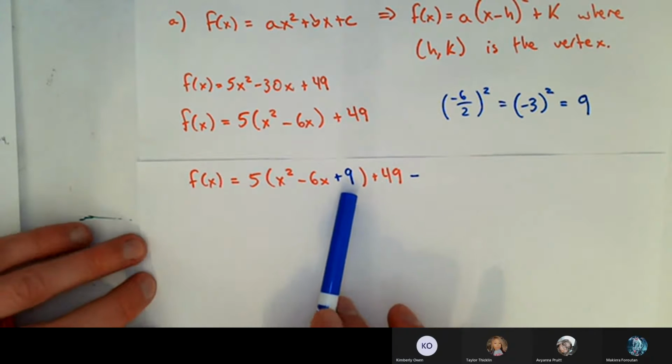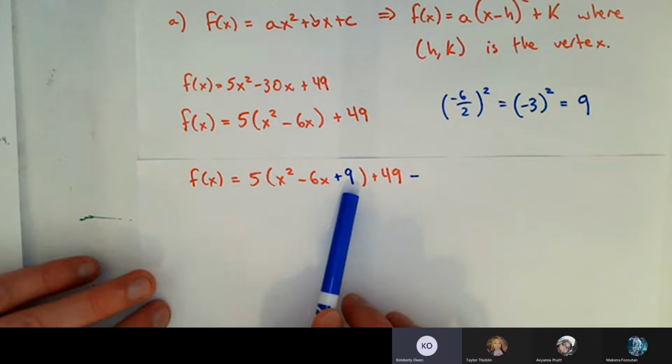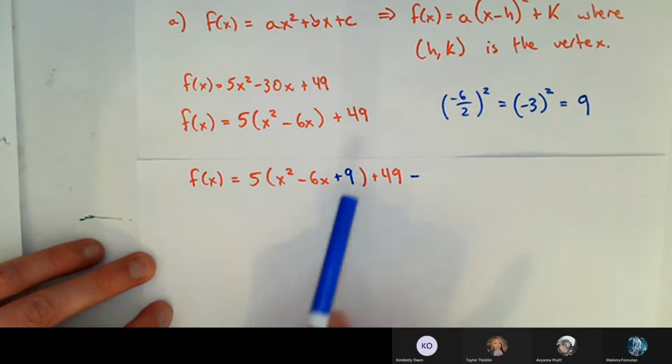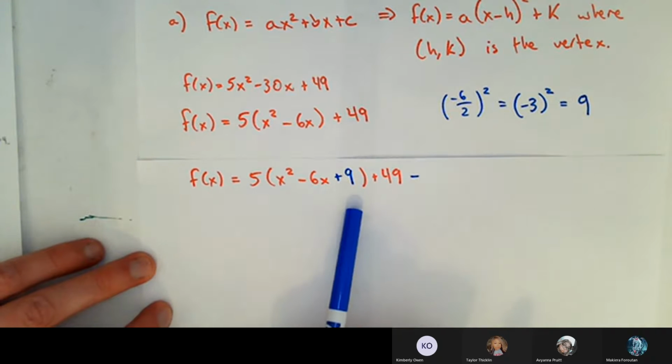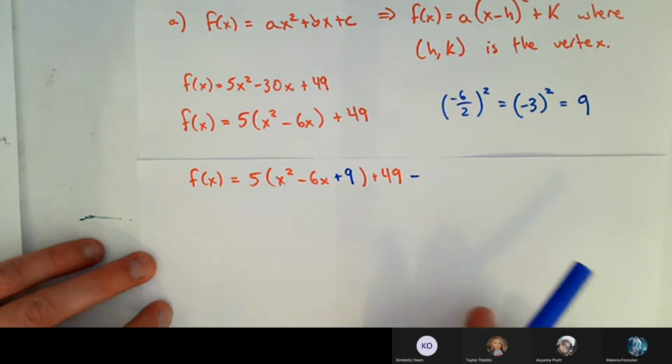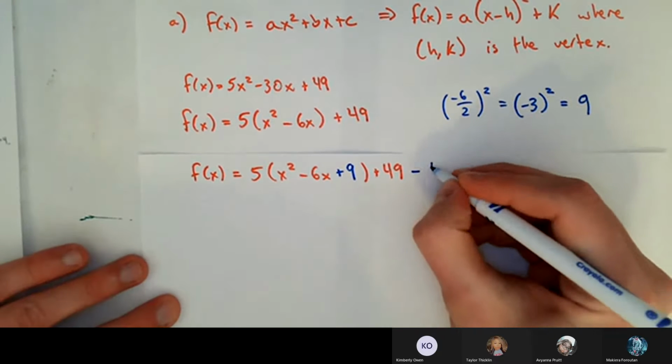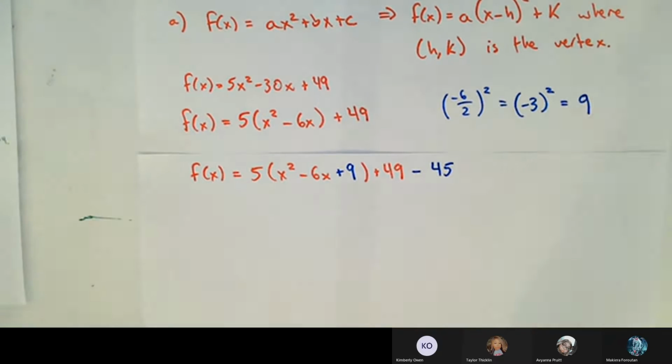So I added a 9 inside, right? But if you expanded this all out, like if you sent this 5 to all three of these terms, technically, what did I actually add? 45. Right. So that means out here, to bring balance, I subtract a 45. That's one of those tricky things.